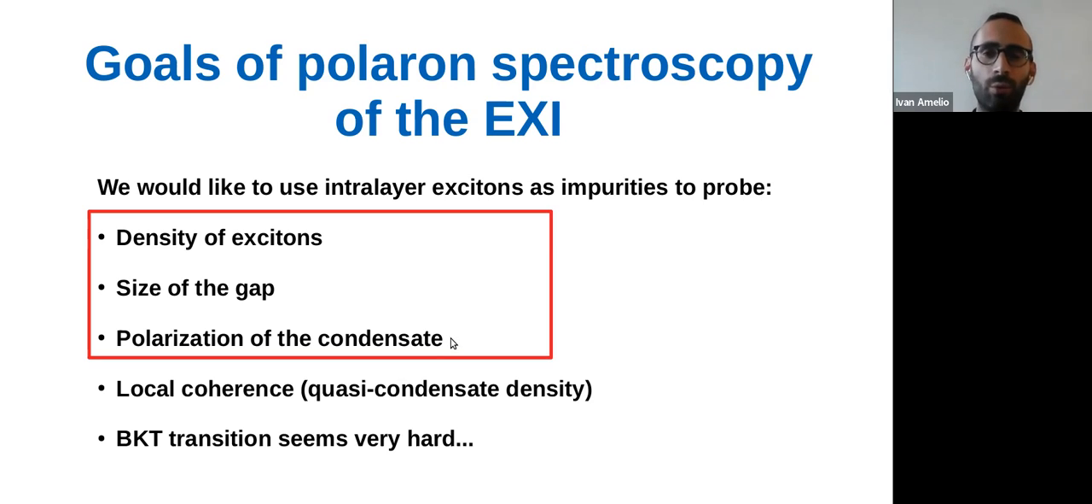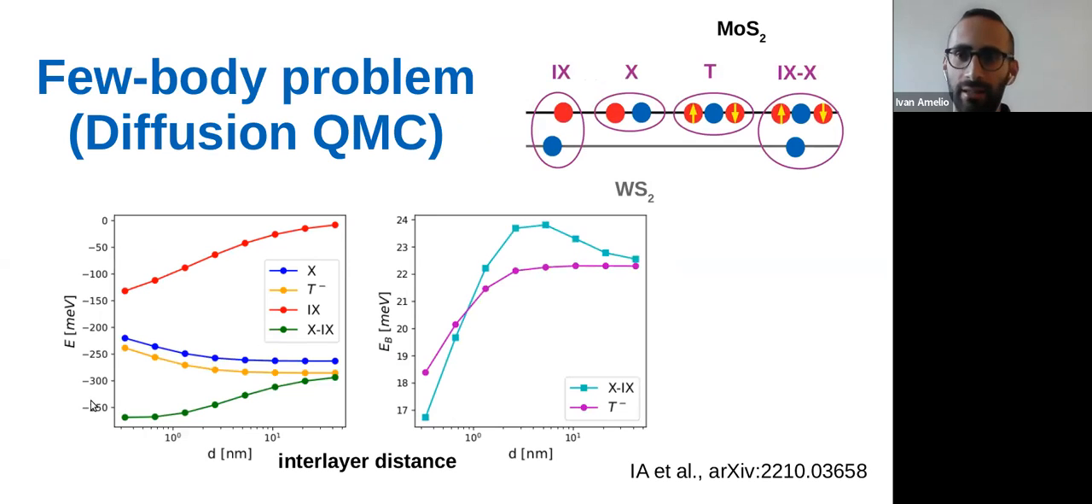And then one may hope for other interesting questions that are, probably, way off from a capacitance measurement, or at least a direct signature is out of the realm of a capacitance measurement. These are the local coherence of the condensate or quasi-condensate, and also the onset of the BKT transition. These two points will not be addressed in this talk, and will require very different techniques. Okay, so far so good.